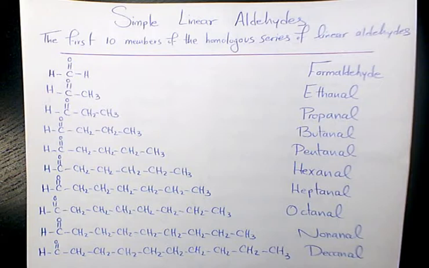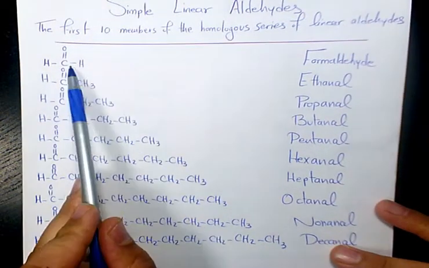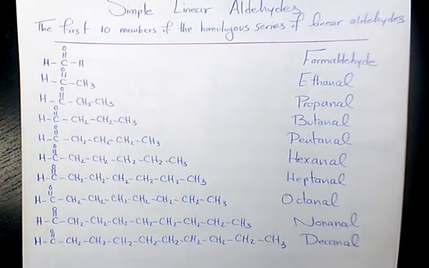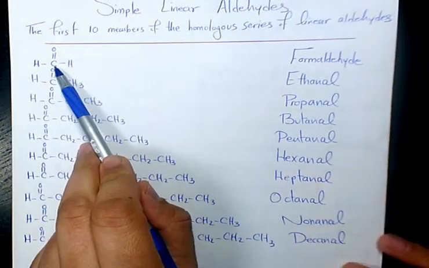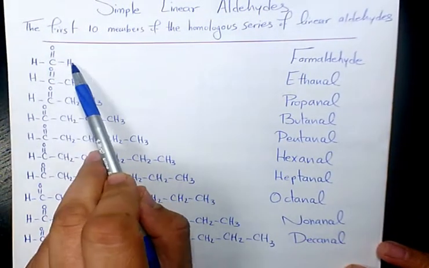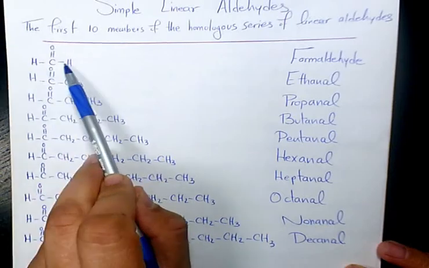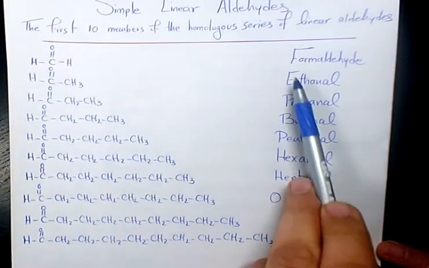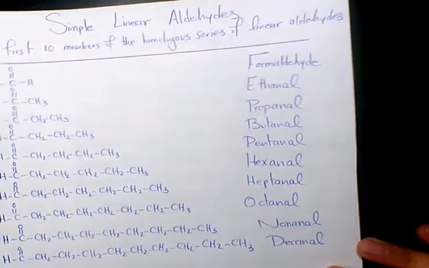In this video I want to show you the first 10 members of the homologous series of linear aldehydes, and these are the simplest form of linear aldehydes. First one, which is the simplest aldehyde: we have a carbonyl group bonded with 2 hydrogen atoms. That's the simplest one and it's called formaldehyde.